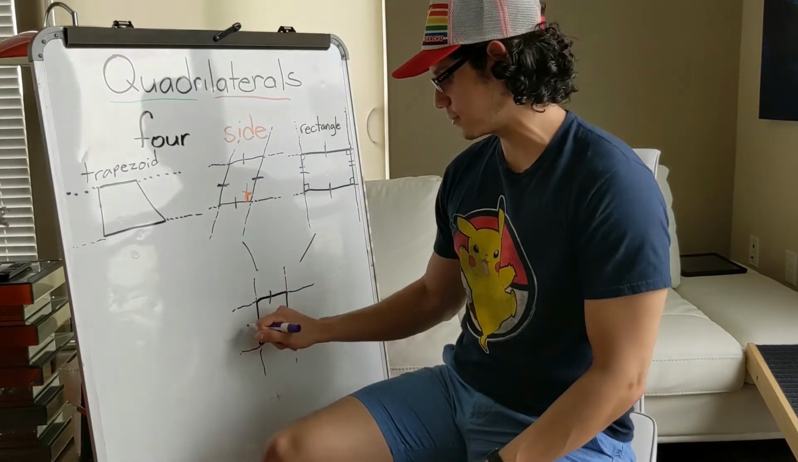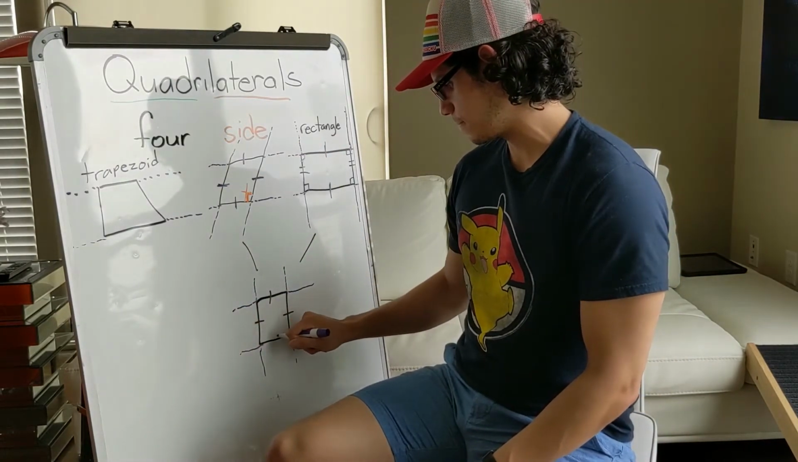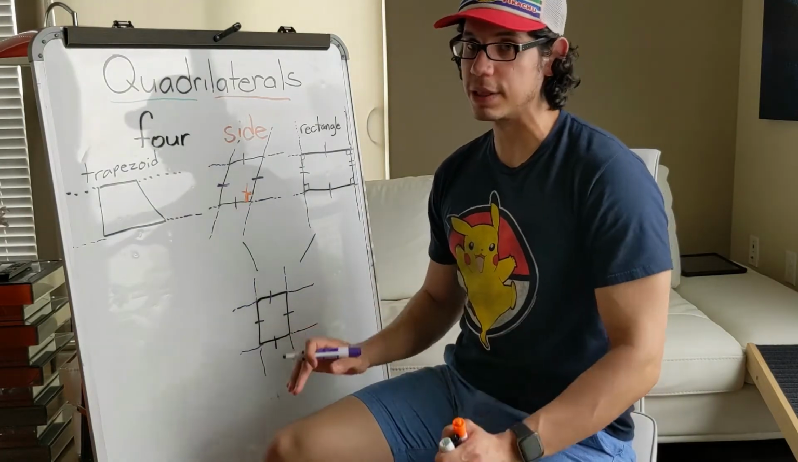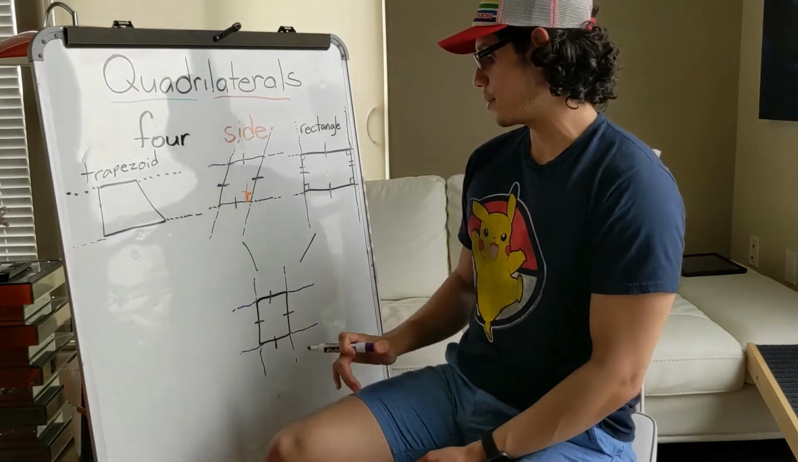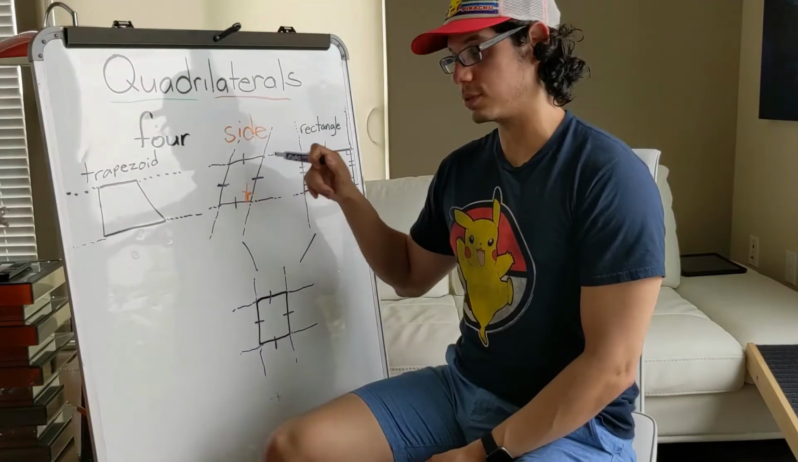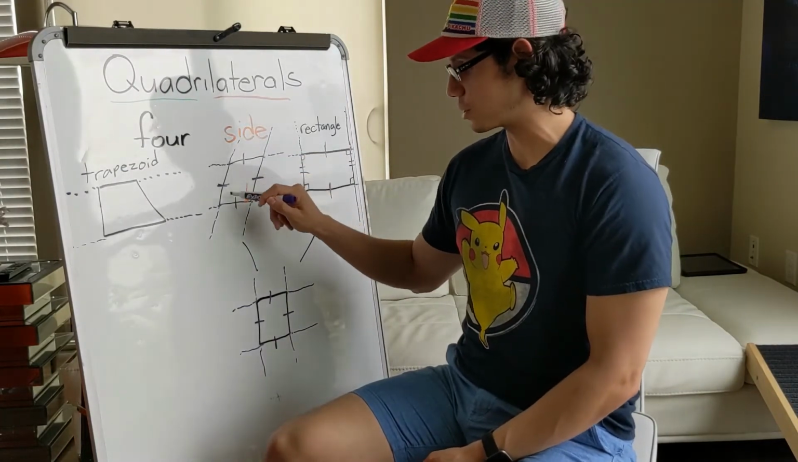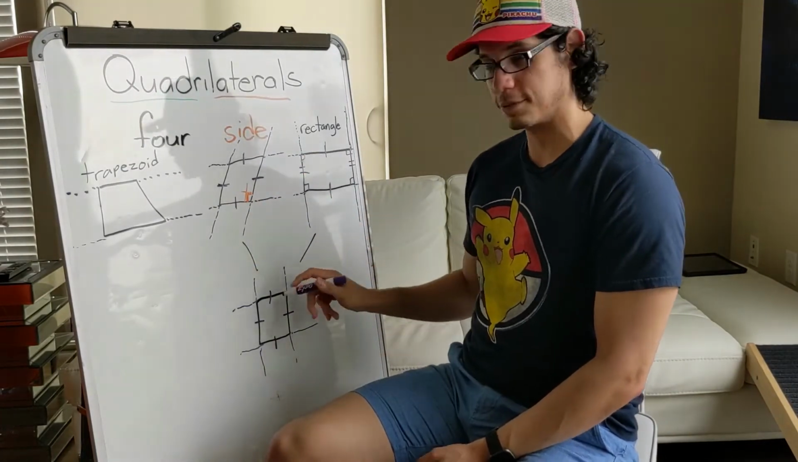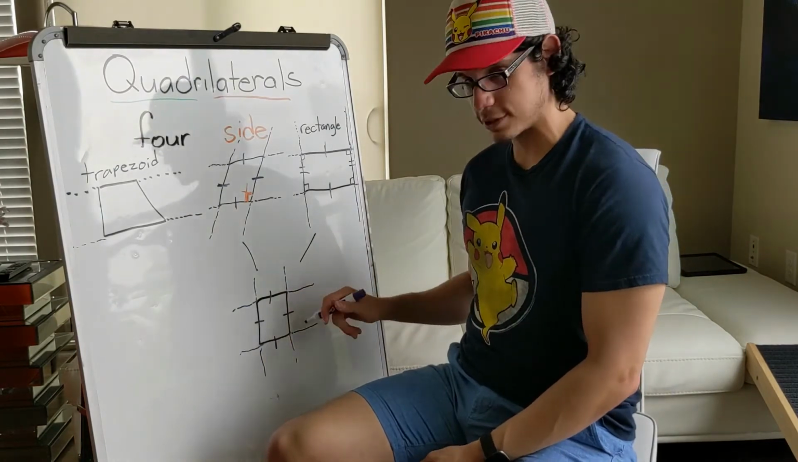Just like a rhombus. All of its sides are completely equal. They're congruent. Remember that when we studied the rhombus, all of its sides were congruent? Well, the same goes with a square. With a square, all of its sides are congruent.